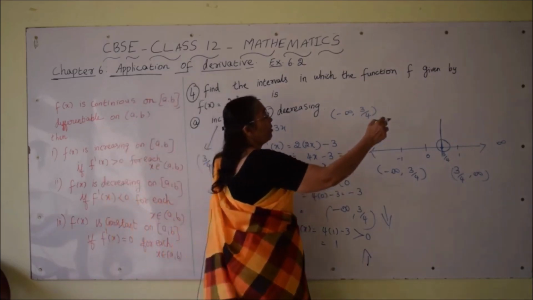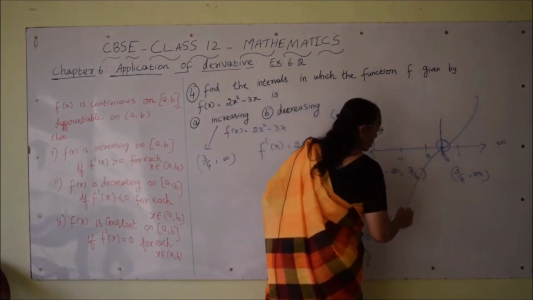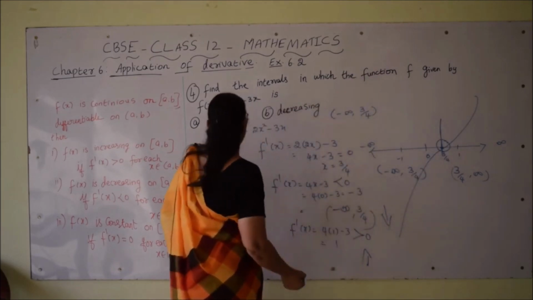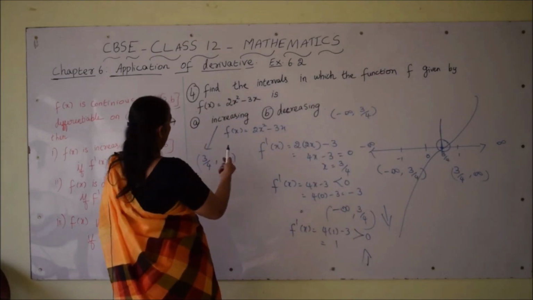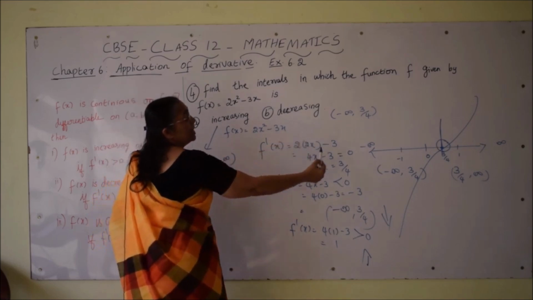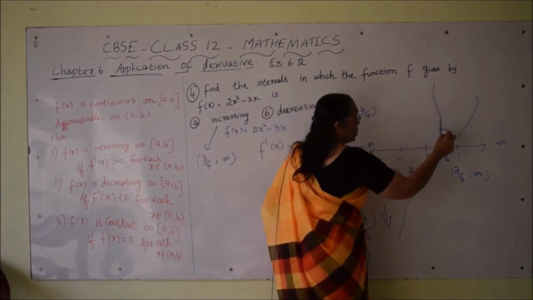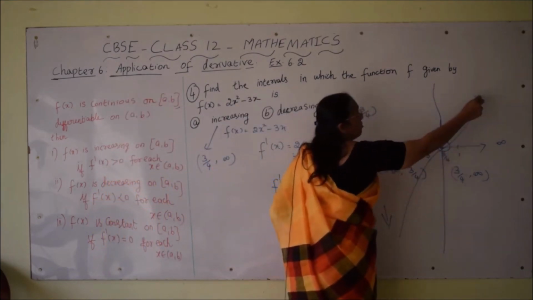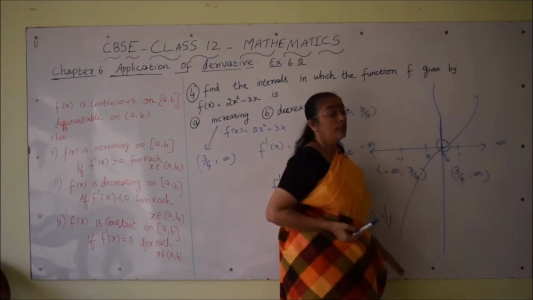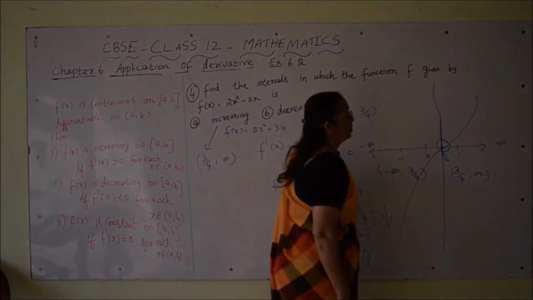So generally the graph will come like this for you. It is decreasing in minus infinity comma 3 by 4, and it is increasing after that. So this is y, suppose if we consider the vertical axis. It is in the first quadrant here, and this will be in the third quadrant where y is negative.